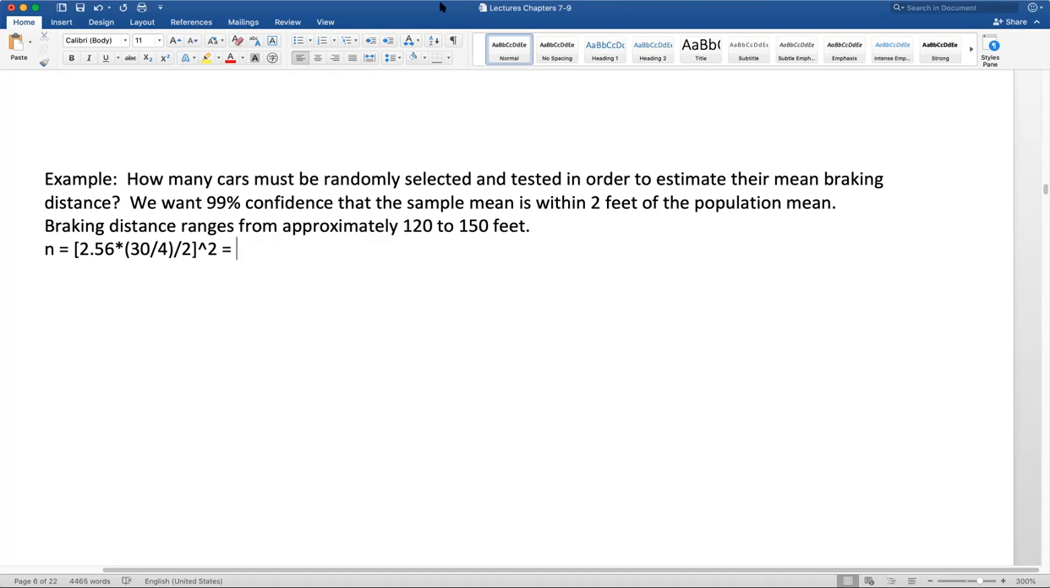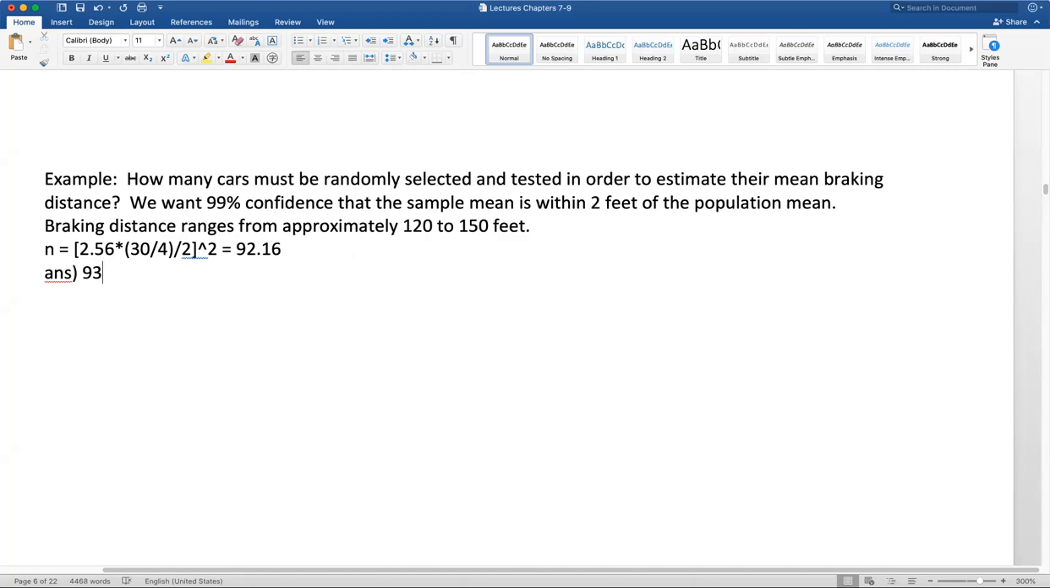Okay. So let me use the calculator to figure out the decimal expression. So I got 92.16. And then you should always choose the next larger whole number. It means always round up, which is 93. So the answer is 93. We need to select 93 cars.